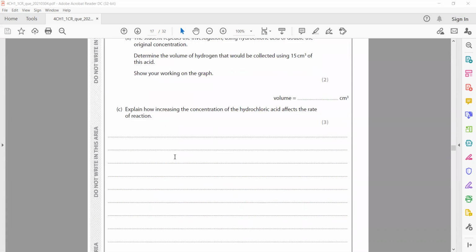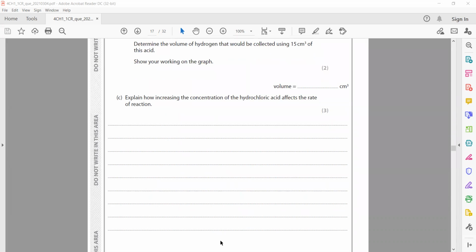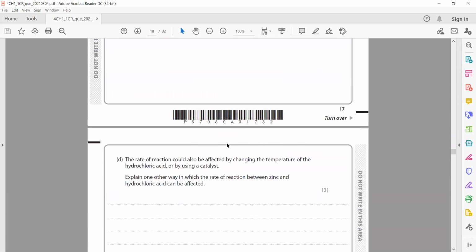Explain how increasing the concentration of hydrochloric acid affects the rate. So when we increase the concentration, the number of particles increases, and the greater the number of particles, the greater the number of successful collisions. That's why the rate of the reaction will increase.